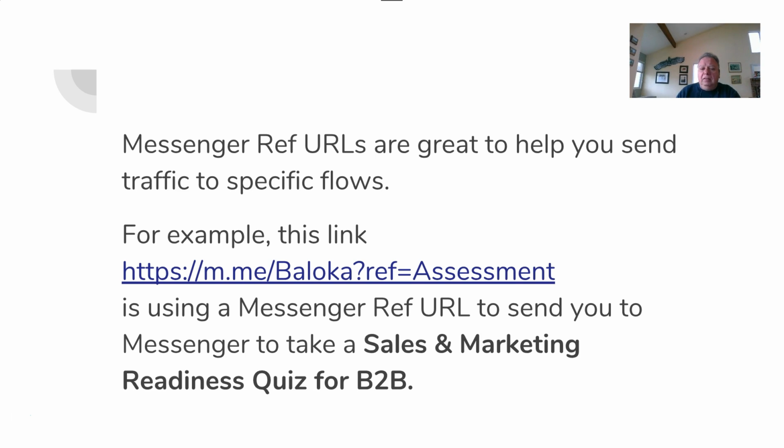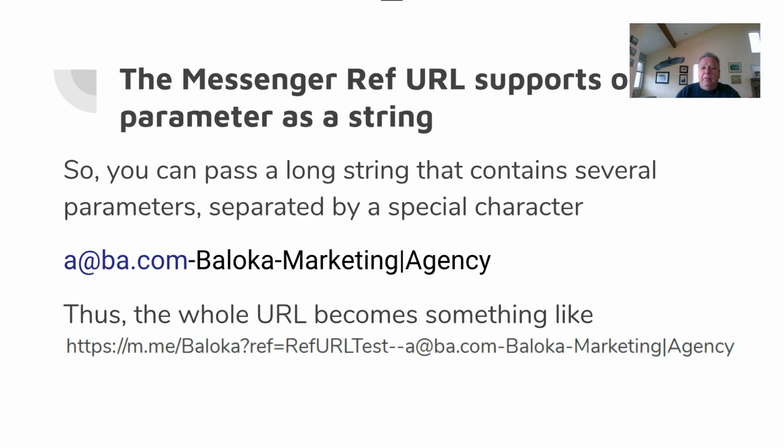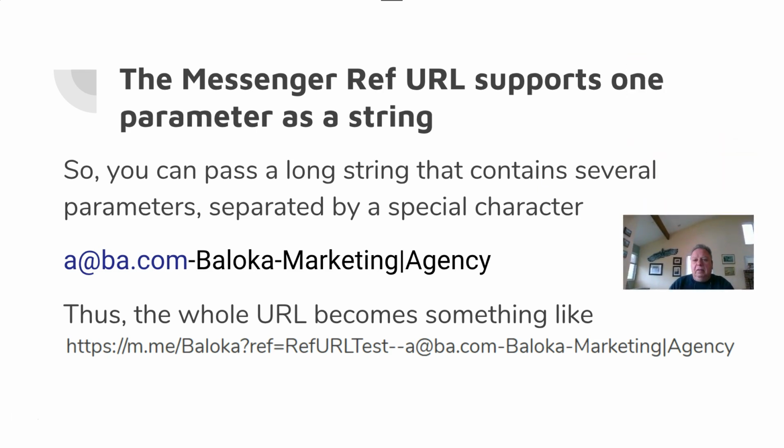However, until September of last year, it was not possible to pass additional parameters after the assessment here, and that was something that many people, including me, were asking for many months before September when it was released. However, the Messenger ref URL supports only one parameter, and it's a string. It's not a value pair. It's not, okay, parameter 1 equal x.